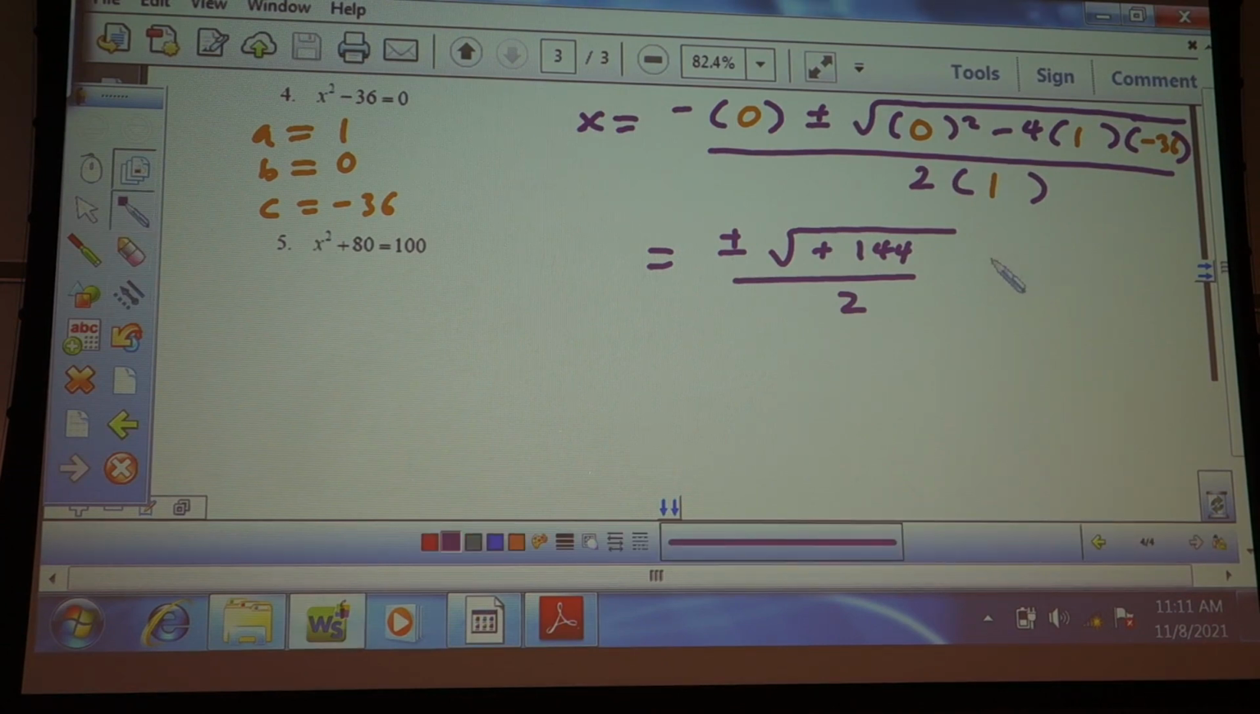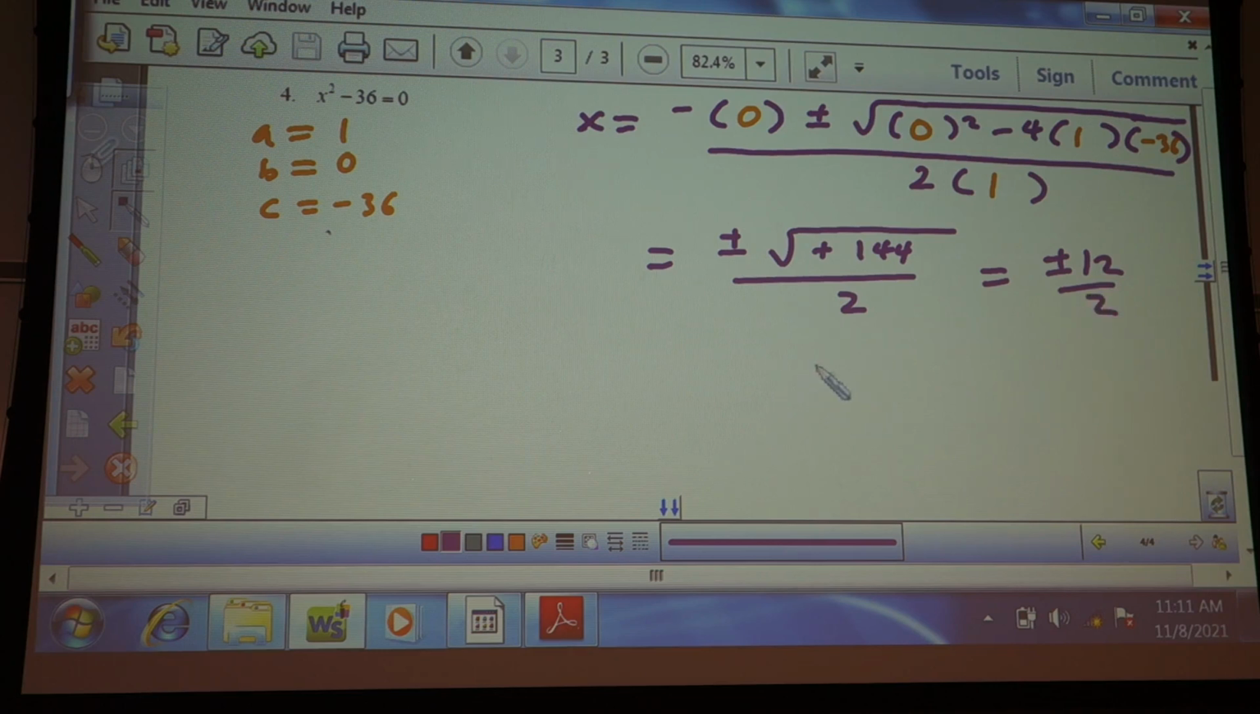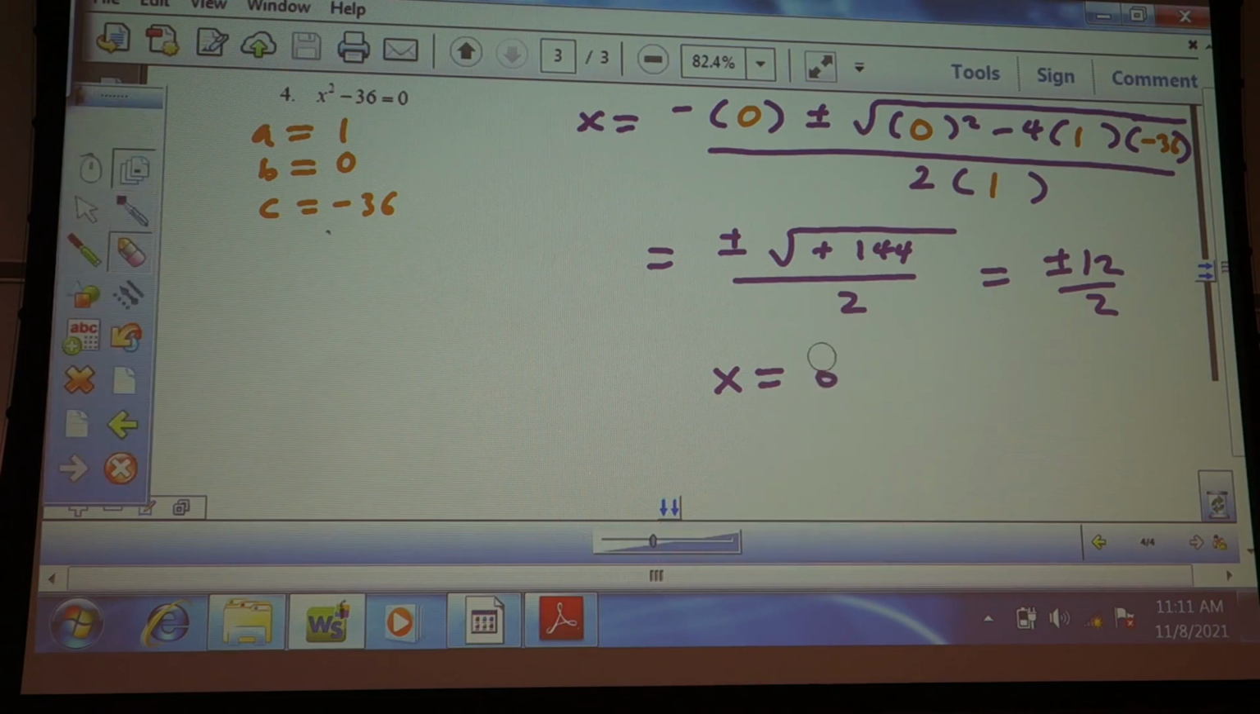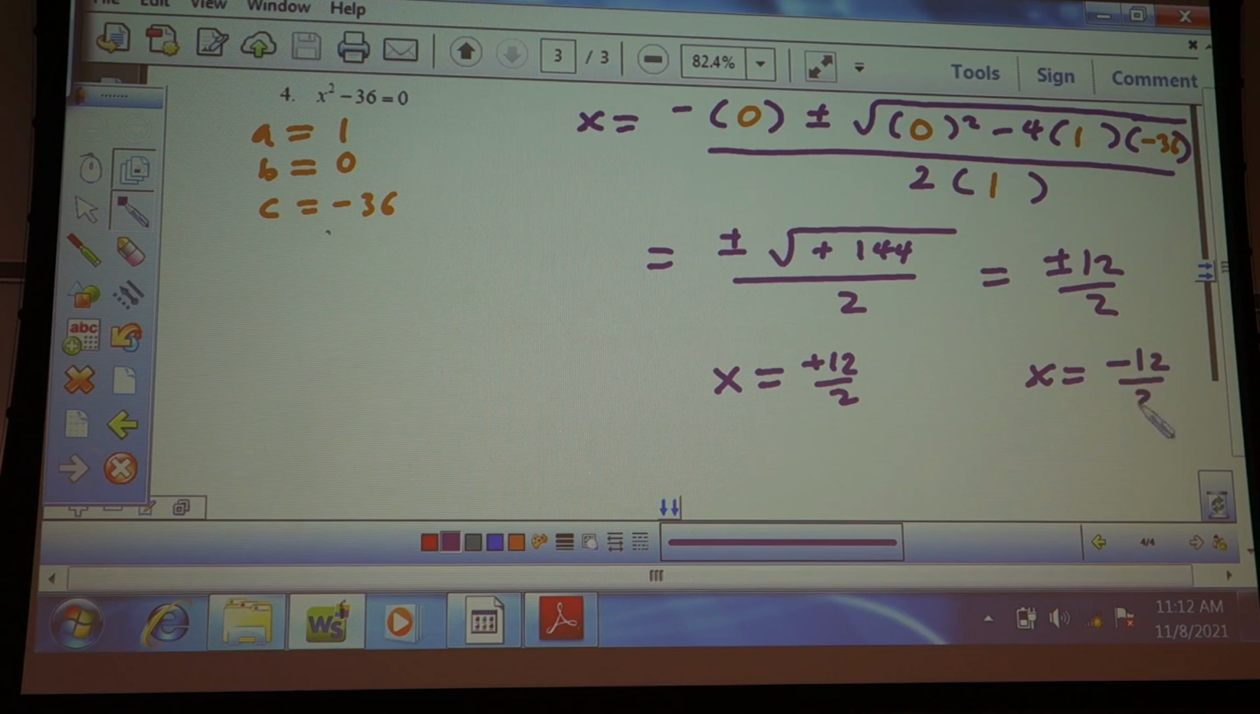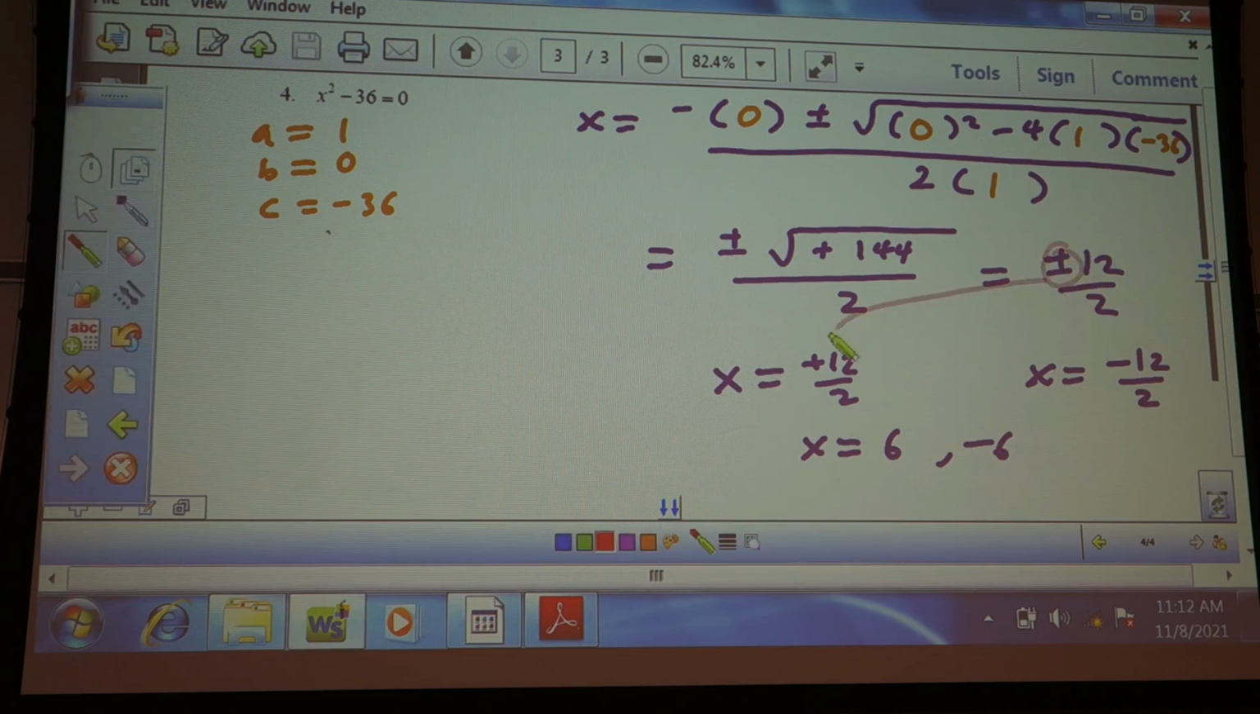Okay, let's see. So square root of 144 is 12, so it's plus or minus 12 over 2. So x is equal to 12 over 2, which is 6. Maybe I should spread those out, right? Positive 12 over 2, and x is equal to negative 12 over 2. So it means x is equal to 6 or negative 6. That's the plus minus part, right? One goes to plus, one goes to minus.